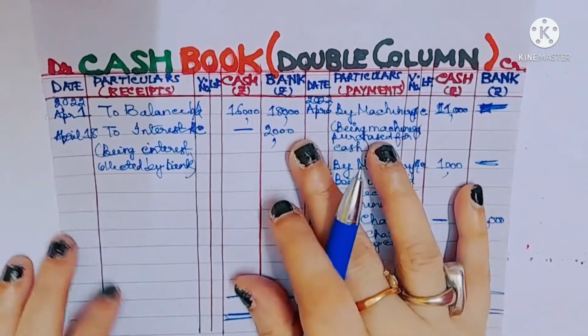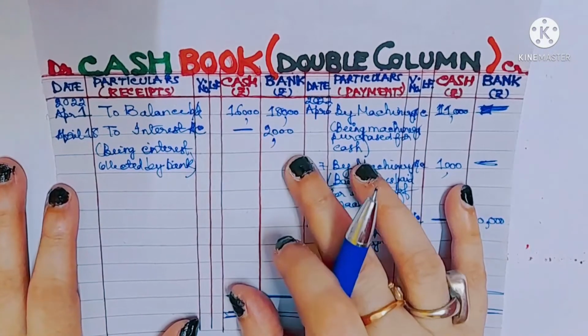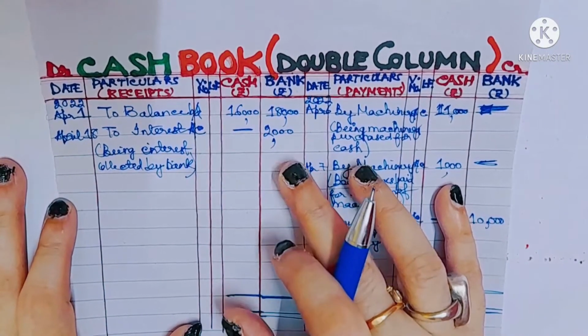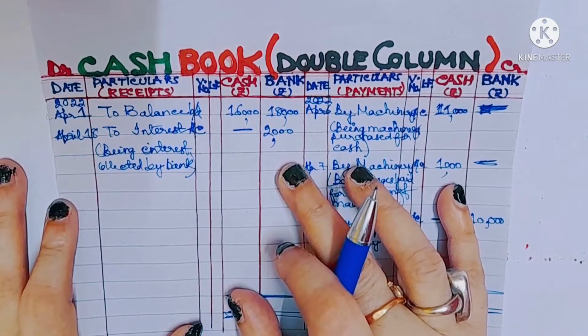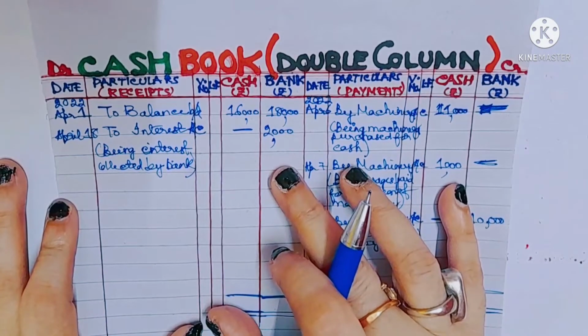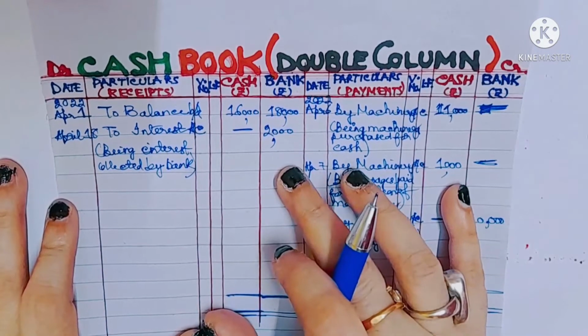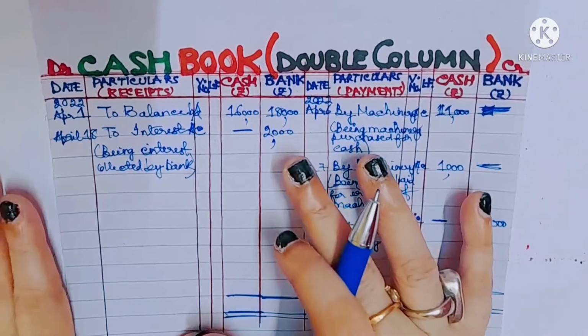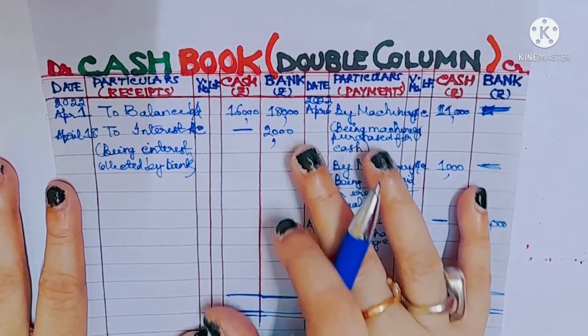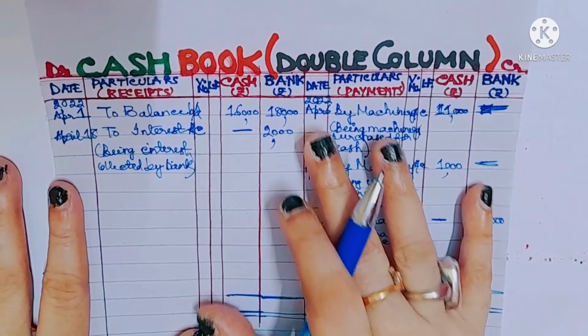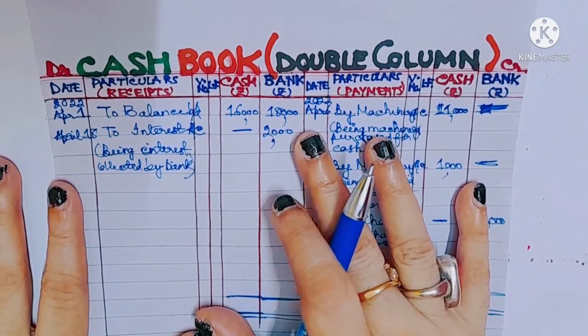Okay, and moreover bank column represents bank account, and bank account comes under personal account. According to personal account, the receiver of the benefit is debit. Here when bank receives interest, bank is the receiver of interest, so bank will be debited by 2,000. Okay, so let's see the last transaction.